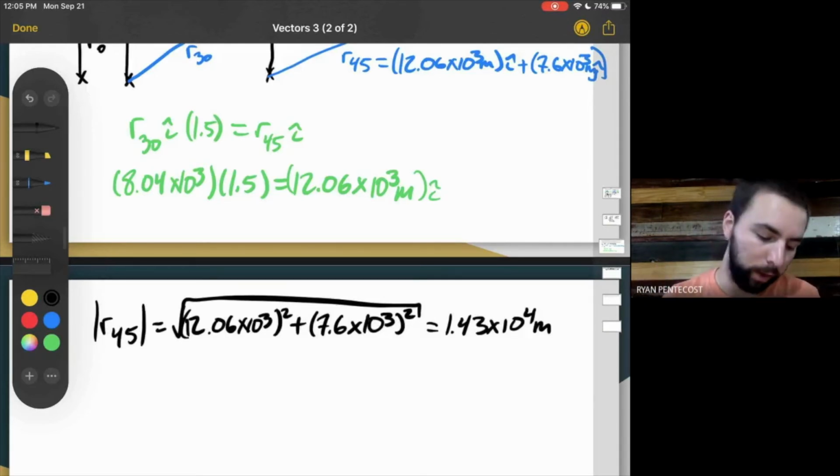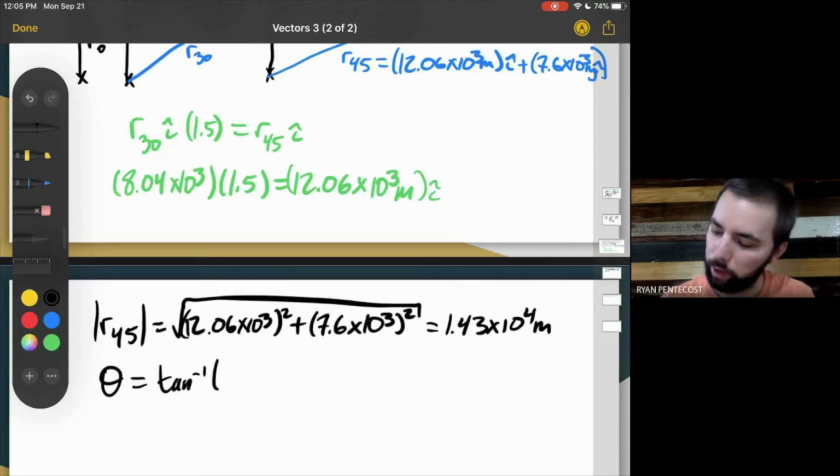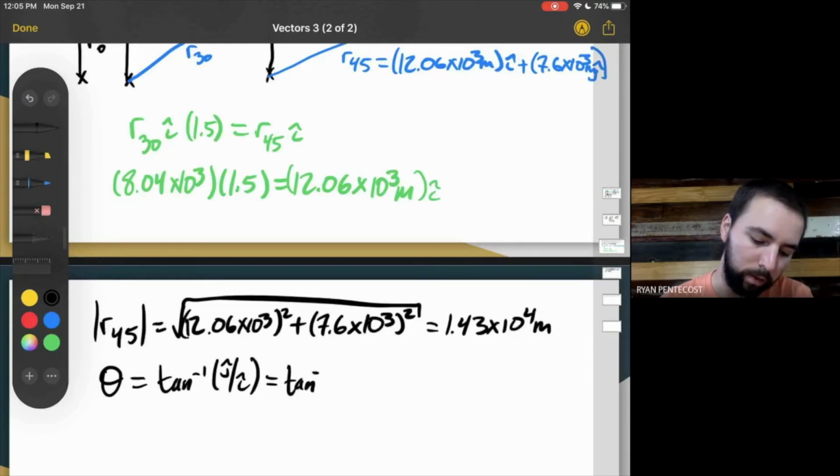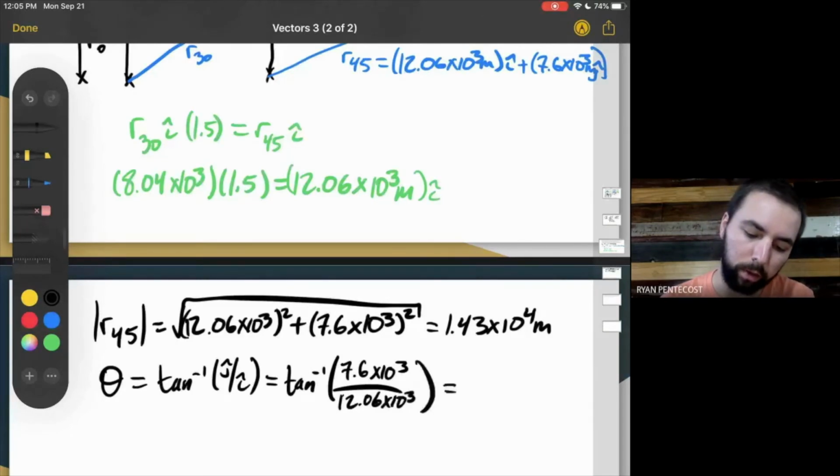Then it also wants orientation. So again, if we want orientation, use theta equals tangent inverse of the j over the i, right? So that would be tangent inverse of the j, which is 7.6 times 10 to the third, you divide that by 12.06 times 10 to the third. And that angle will come out to about 32.2 degrees.